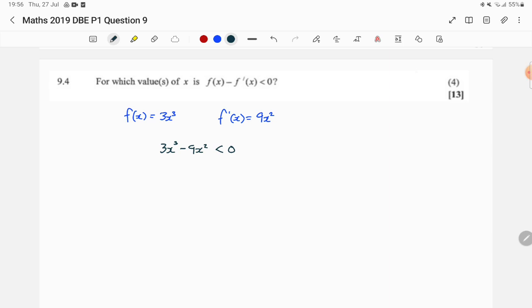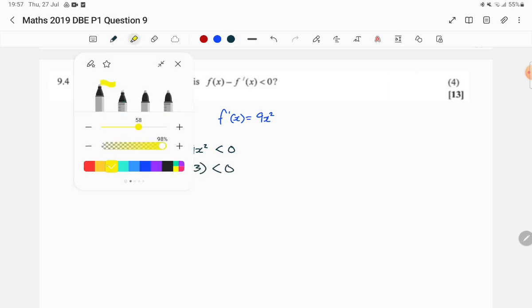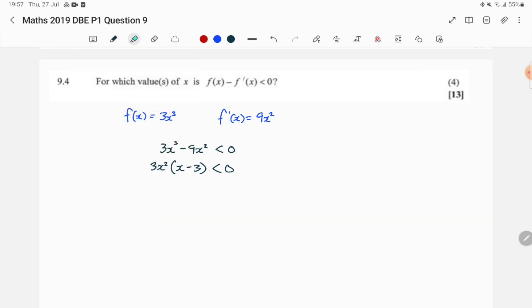So firstly, let's factor and find our critical values to understand how many roots we're dealing with here. So this would be 3x squared into (x minus 3) less than 0. But now, firstly, if we have a look at 3x squared on its own, because we've now factorized them, we're looking at them individually. So 3x squared, firstly, is a smiley face parabola.